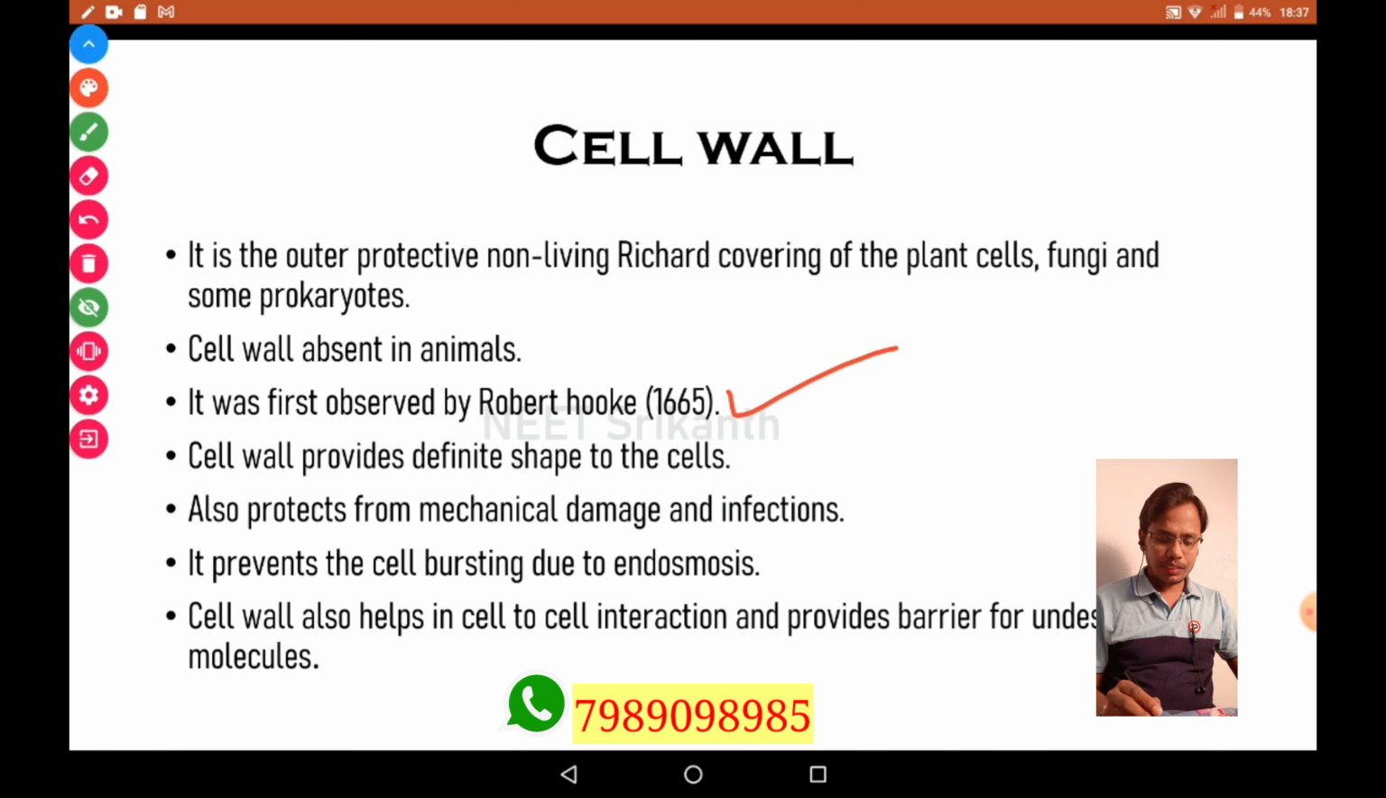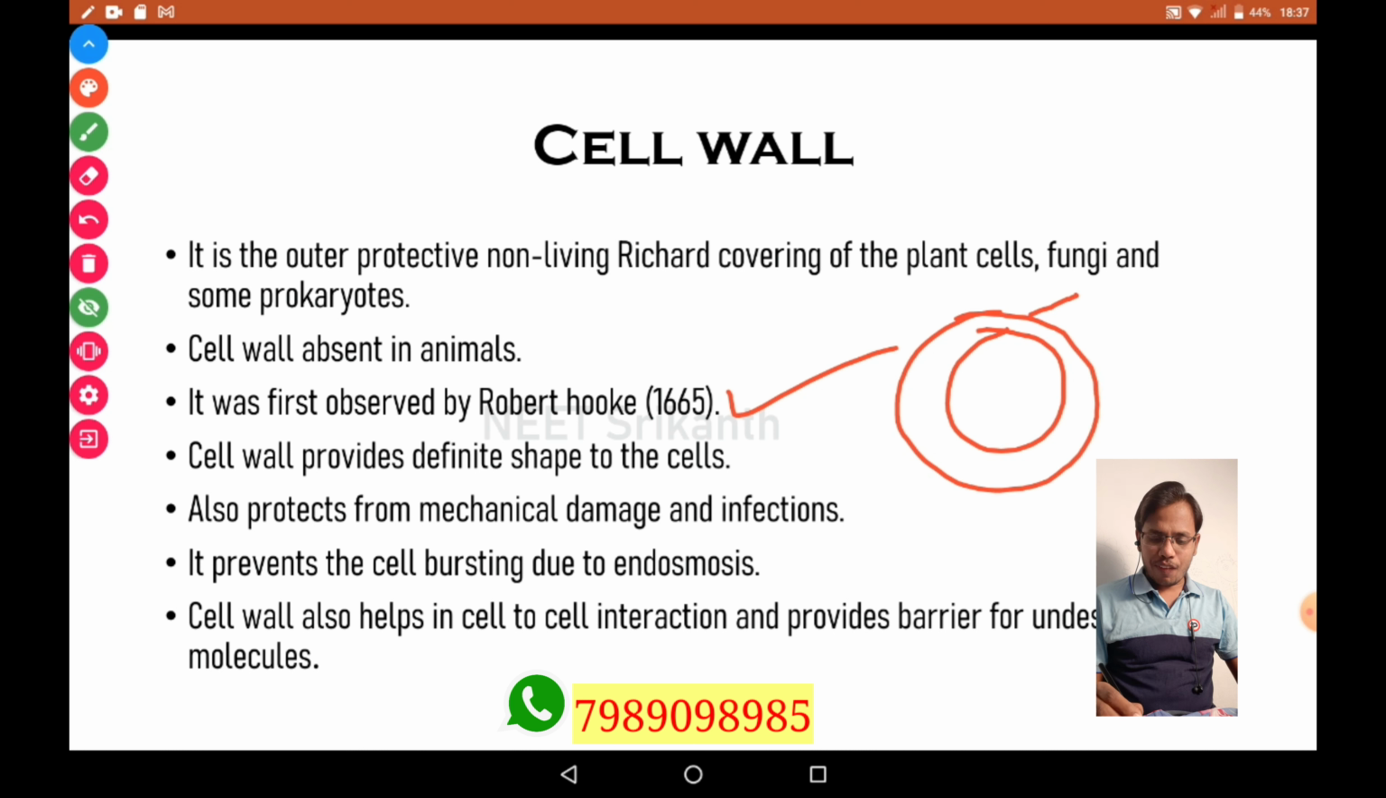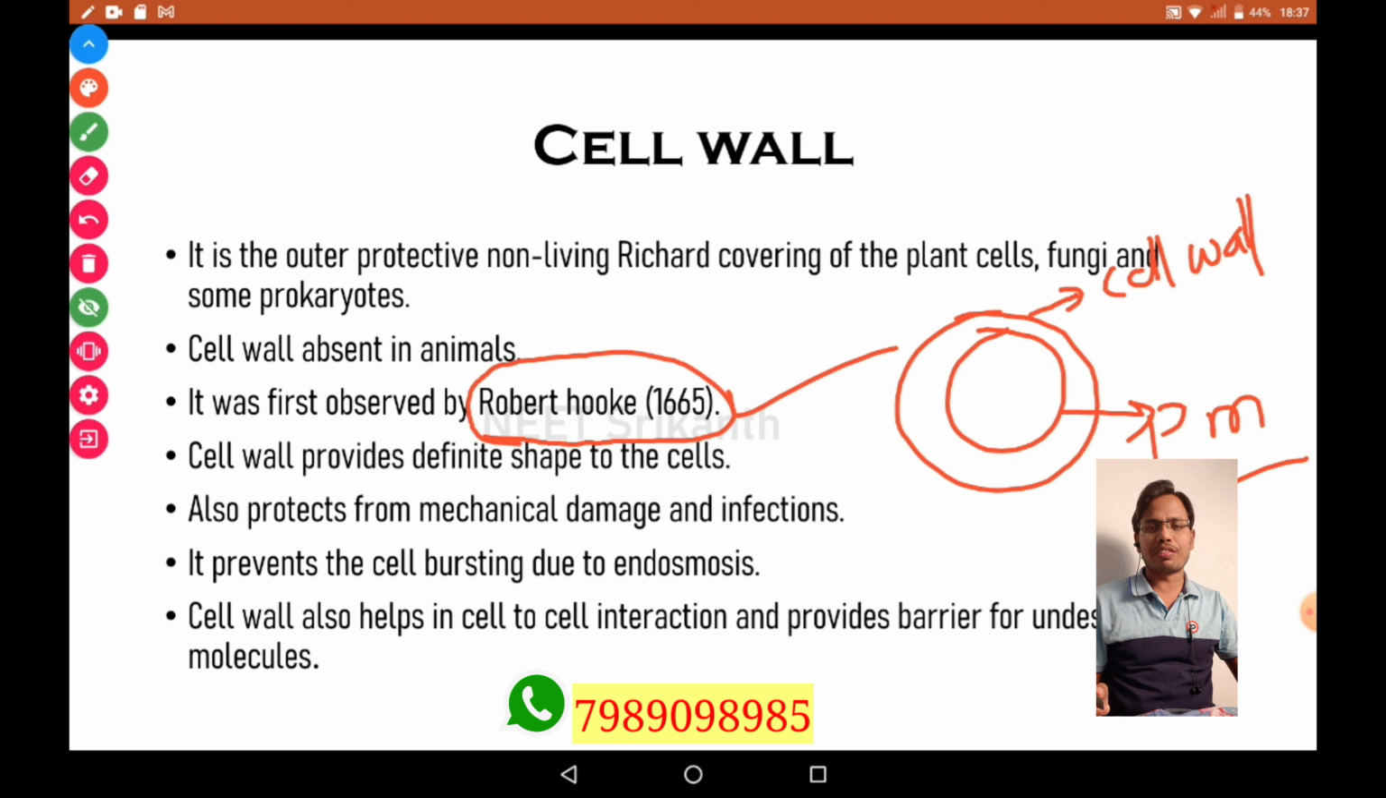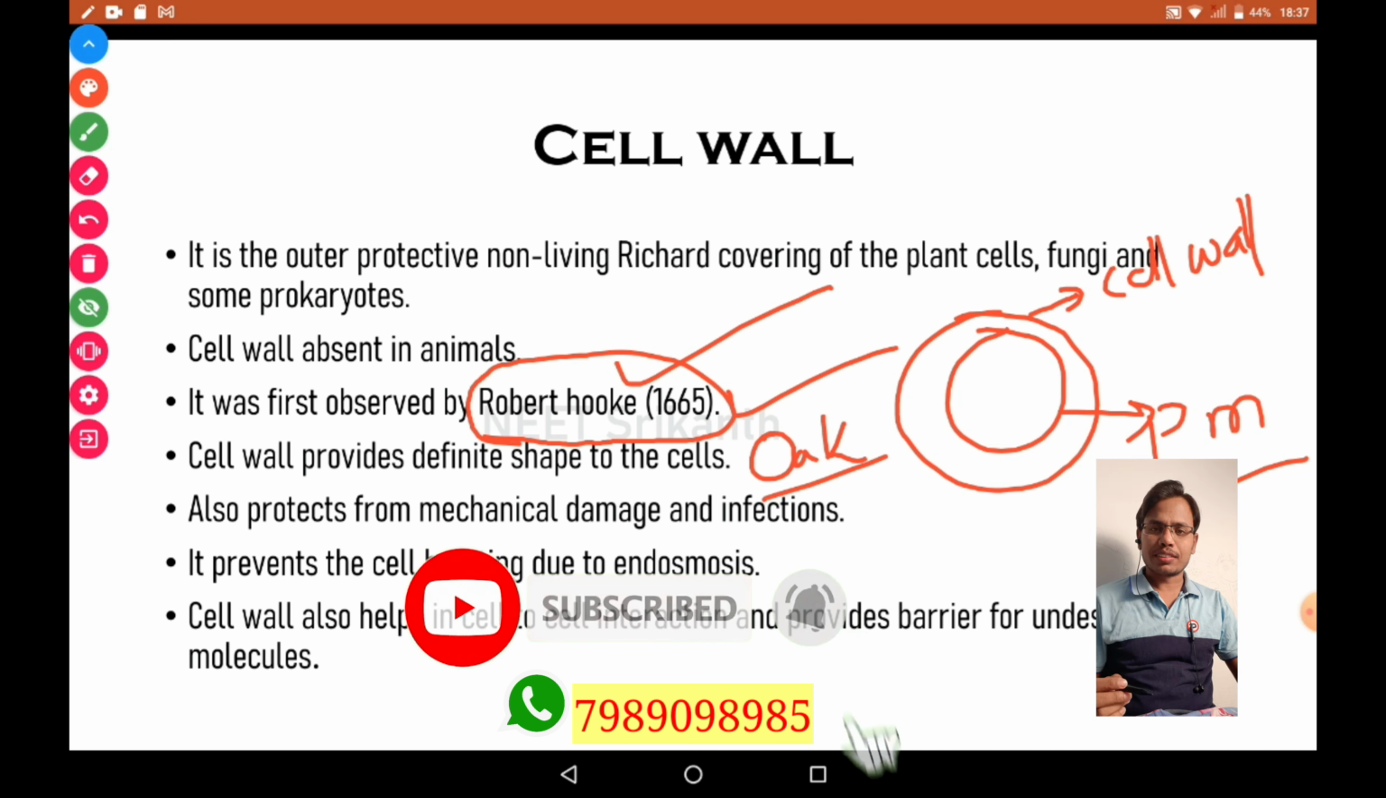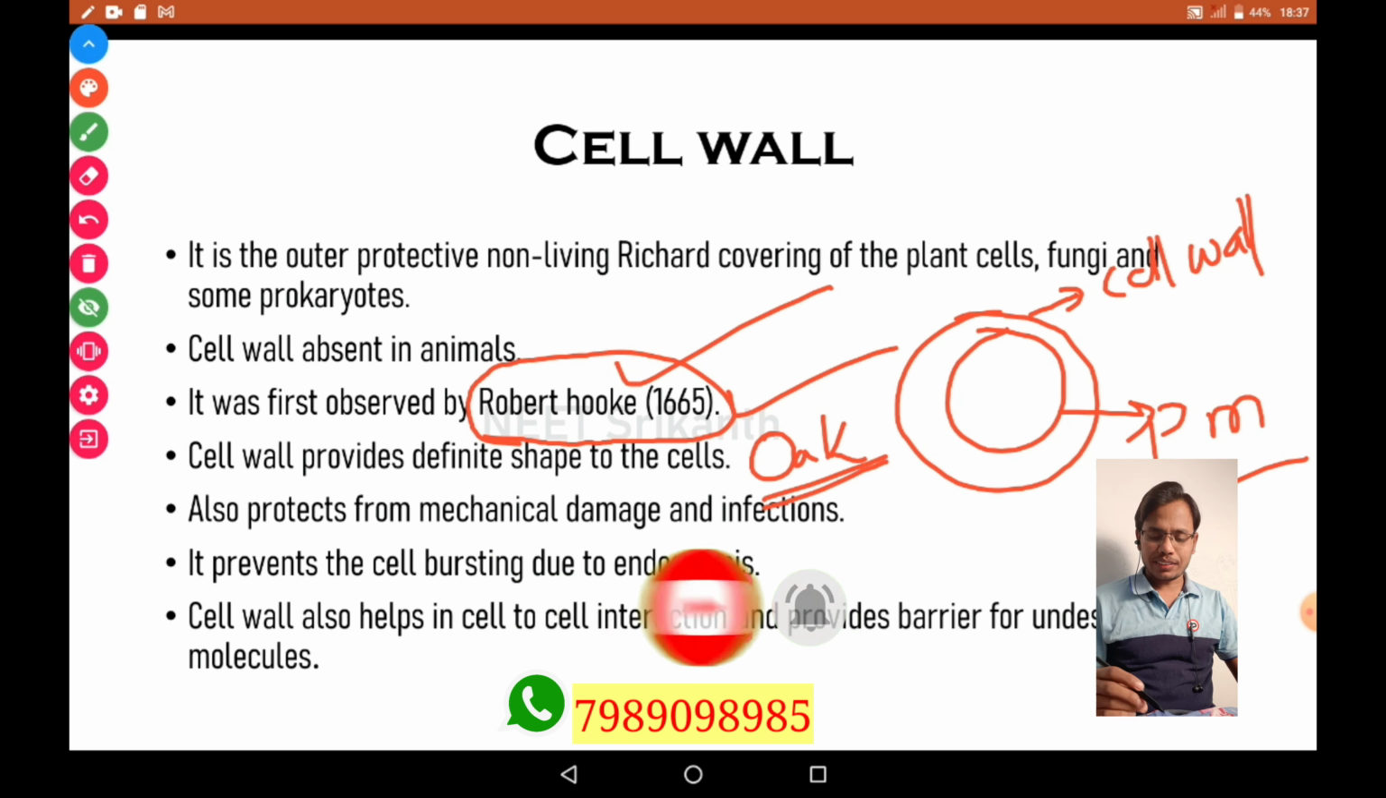Then next, who was first to observe the cell wall? This is the cell wall and this one is a plasma membrane. The cell wall was first observed by Robert Hooke in the year 1665. In which plant? In oak tree. Robert Hooke was the first person to observe the plant cell wall. In which plant? Oak tree.